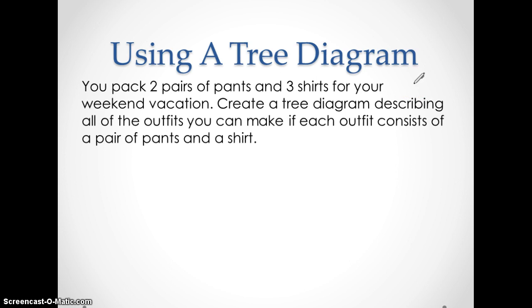So over here, you pack 2 pairs of pants and 3 shirts for your weekend vacation. Create a tree diagram describing all of the outfits you can make if each outfit consists of a pair of pants and a shirt. So starting off, let's make it more realistic. We know we have pants and we know we have shirts. But let's tell which kind of pants. I'm not talking about designer pants though. I'm talking about the colors. So we have some blue pants and we have some black pants. Just something to make it more reasonable, more realistic.